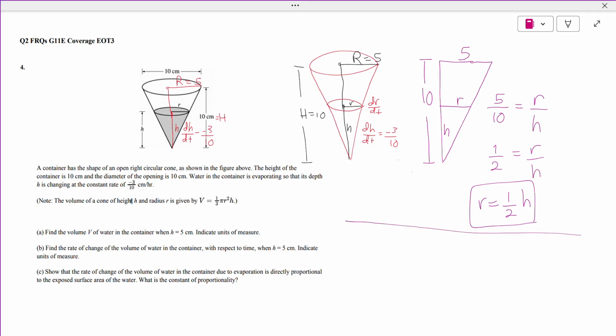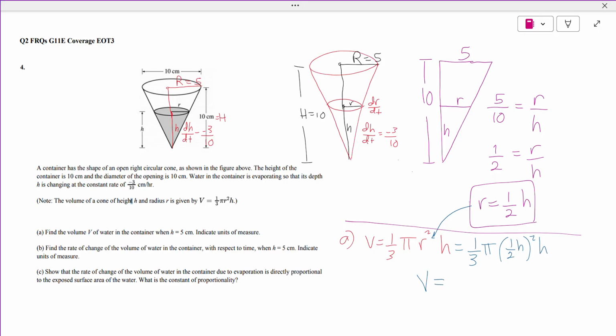Now, after decomposing the figures like this, we can start with part A. Part A says, find the volume V of the water in the container when h equals 5. Okay, so there is no derivative in part A. There is no rate of change. It says find the volume. The volume is given by 1/3 times pi times r squared times h. Unfortunately, we don't have r when h is equal to 5, but I can make use of the thing I've done here. So this is going to be 1/3 times pi. Instead of r now, I can put 1/2h all squared times h.